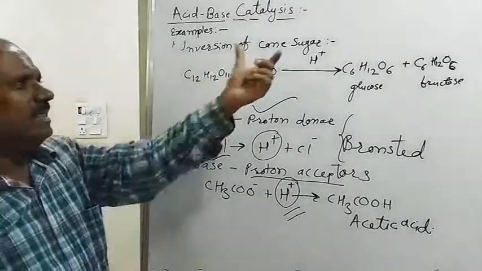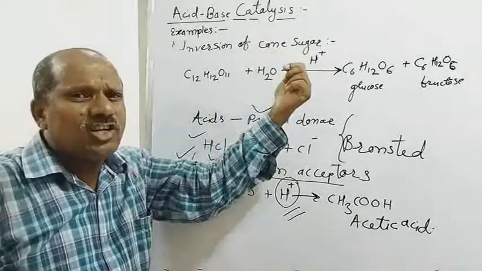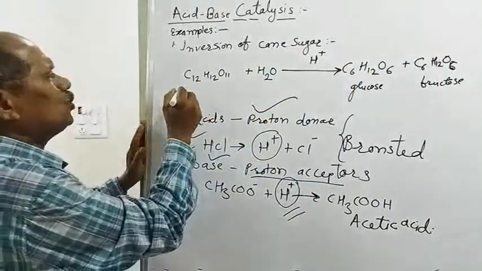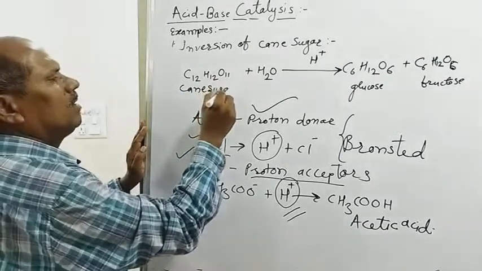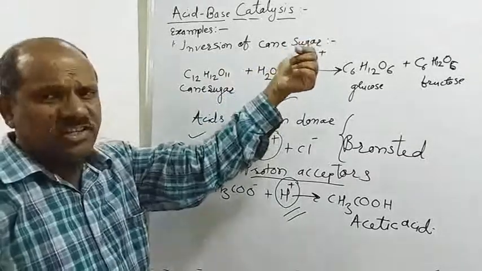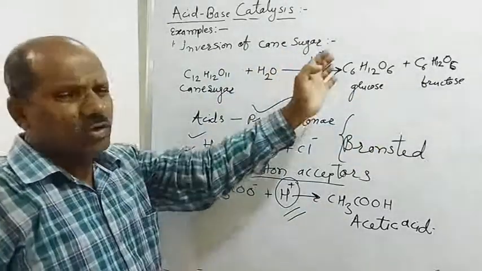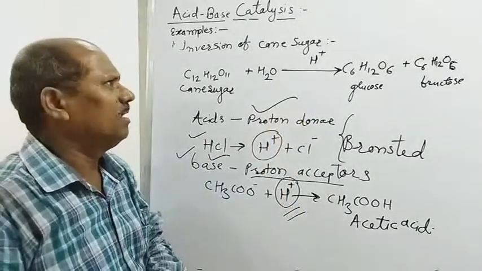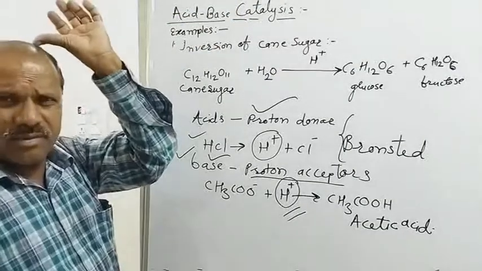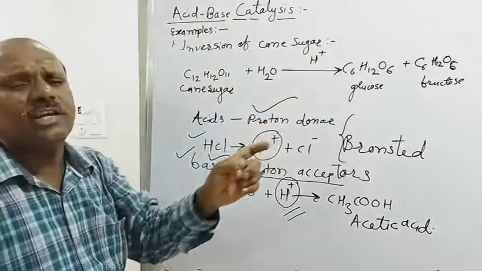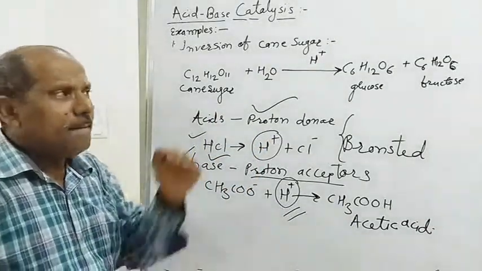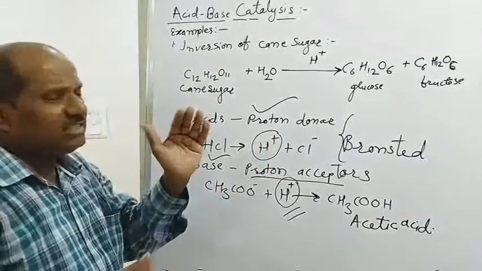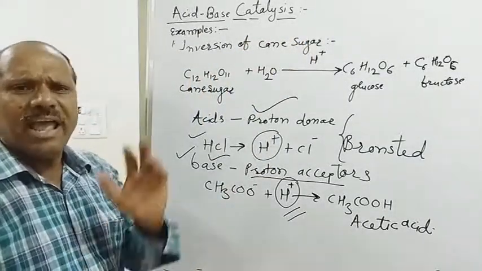In this case, this H plus indicates that here is an acid which has given a proton for catalyzing the reaction. In this case, this is the cane sugar. Upon hydrolysis, in the presence of acid, it gives glucose and fructose. Glucose and fructose have the same molecular formula, but their structural formula is somewhat different. In this way, in the inversion of cane sugar, the acid is playing the role of catalyst. By its presence, the rate of inversion of cane sugar reaction is enhanced, and hence the reaction is a type of acid-base catalysis.